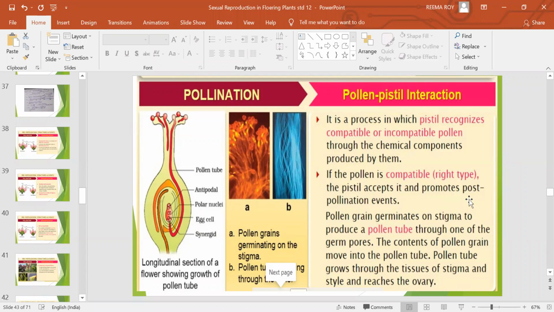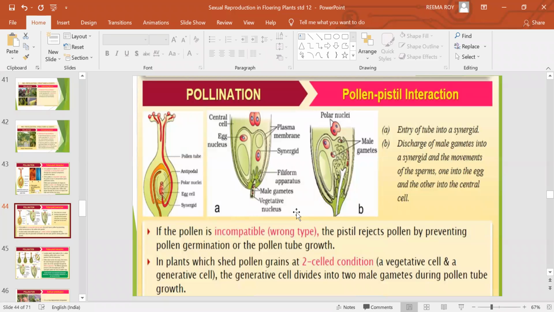And promotes post-pollination events. ठीक है. Pollen grains germinate on stigma to produce a pollen tube. Pollen grains जब आते हैं stigma के ऊपर, it will germinate and it forms what? It produces a pollen tube through one of the germ pores. जब pollen grain आ जाते हैं stigma के ऊपर, it will produce pollen tube. The contents of the pollen grain move into the pollen tube. Pollen tube grows through the tissues of stigma and style and reaches the ovary. ठीक है?